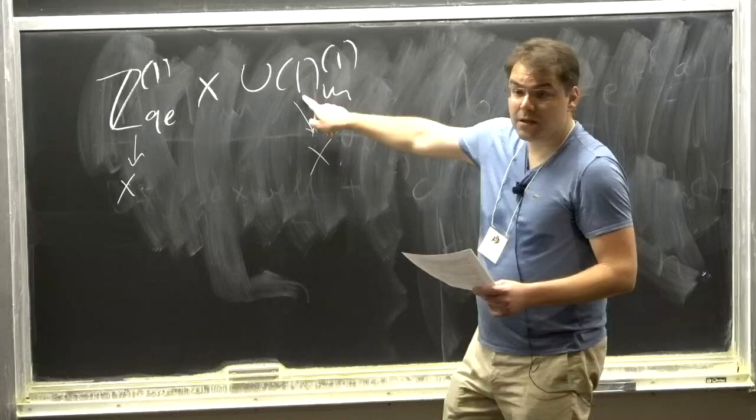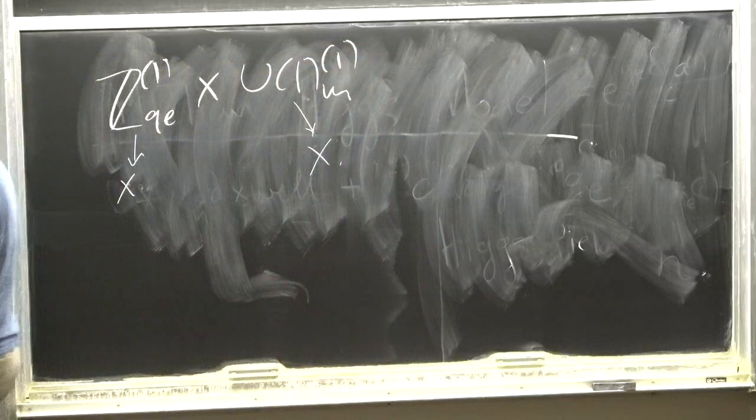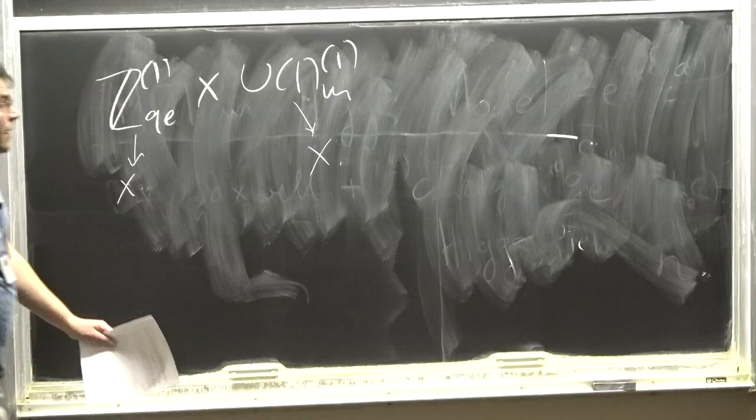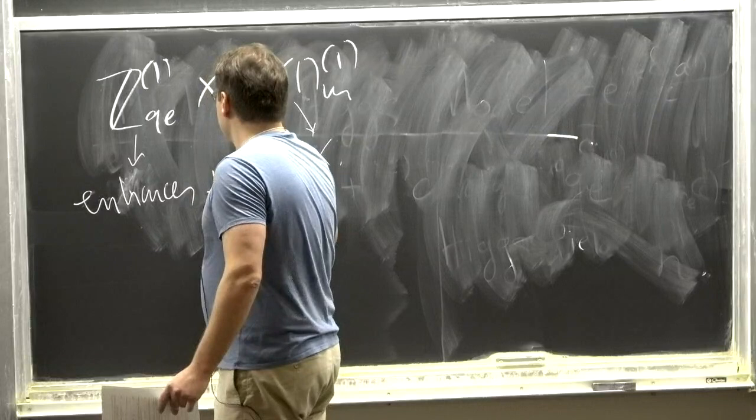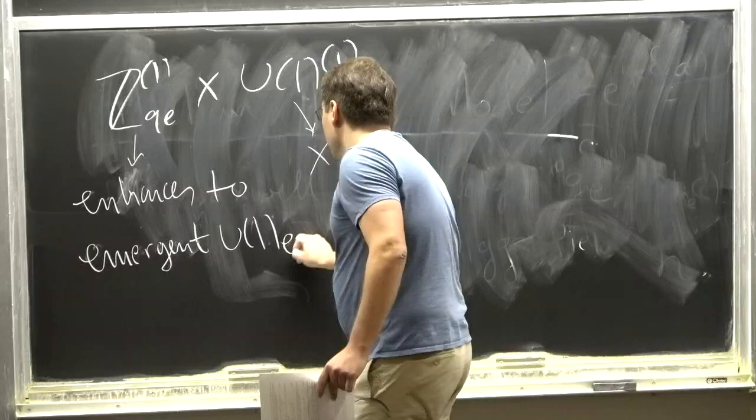However, remember yesterday we talked a lot about the fact that the free Maxwell theory doesn't just have the discrete Z_q electric one-form symmetry, it has the full continuous U(1). So what happens is that as you go to very long distances, this Z_q actually enhances to an accidental or emergent U(1) electric. And you can see this explicitly in the Euler-Heisenberg Lagrangian.